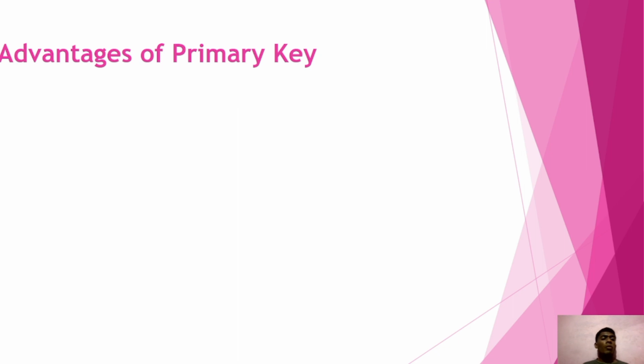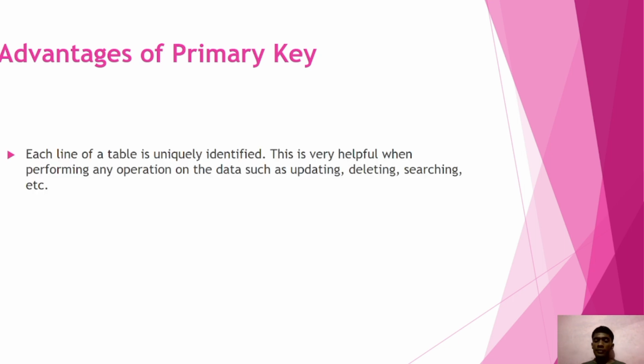What are the advantages of primary key? Each row of the table is uniquely identified. This is very helpful when performing any operation on the data such as updating, deleting, searching, etc. Due to the primary key, access to records becomes faster.